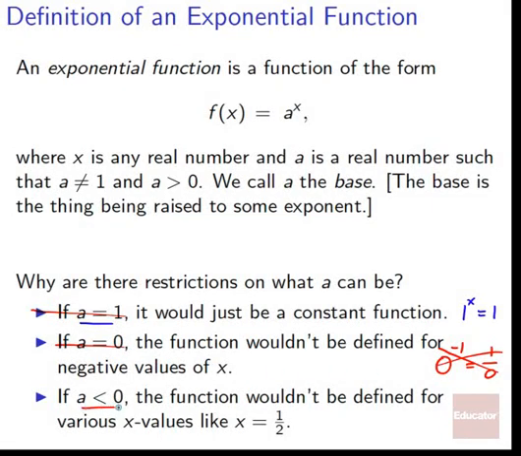And if we had a less than 0, then the function wouldn't be defined for various x values like x to the 1/2. For example, if we had negative 4 and we raised that to the 1/2, well, we know raising to the 1/2 is the same thing as taking the square root. So the square root of negative 4, hey, we can't take the square root of a negative because that produces imaginary numbers, and we're only dealing with real numbers. We're not dealing with complex numbers right now, so we're going to have to ban anything that's less than 0. And that's why we've got these restrictions: our base has to be greater than 0 and is not allowed to be 1, because otherwise things kind of break down for the exponential function.